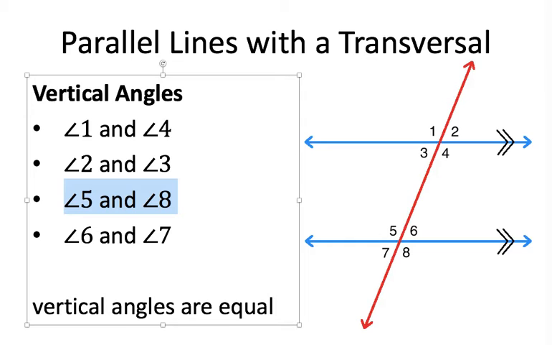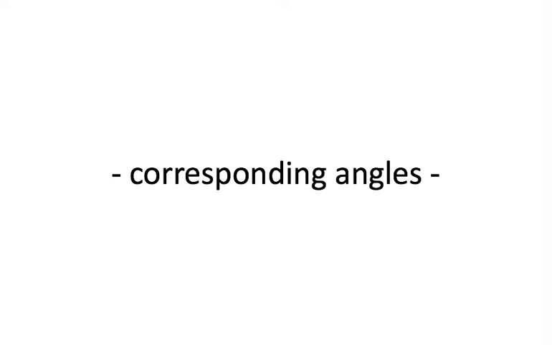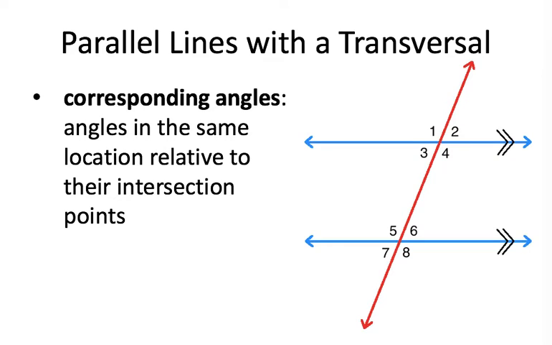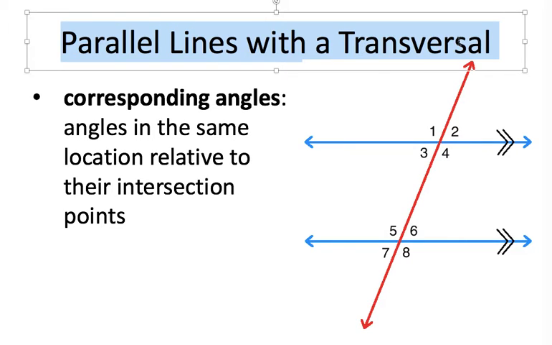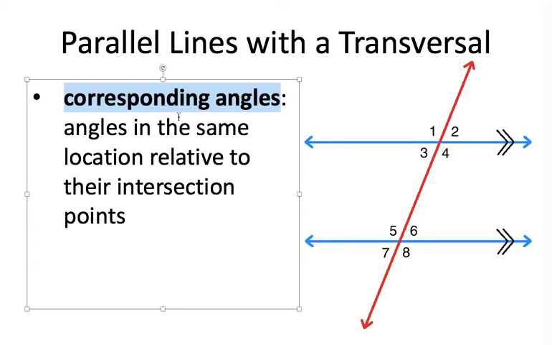All right, moving on, let's talk about corresponding angles. And this is in the context of parallel lines with a transversal. The rest of this video is going to be talking about the context of parallel lines with a transversal. Here's a bunch of vocabulary words that are associated with that. So we're going to be talking about corresponding angles. It's a vocabulary word, so I put it in bold. Corresponding angles are angles that are in the same location relative to their intersection point. So what does that mean?